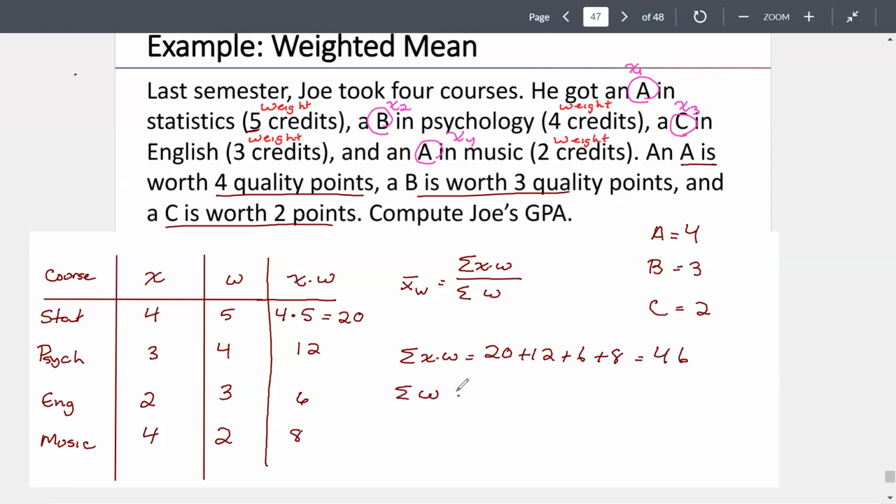You need a summation of those weights. And those weights were the 5, the 4, the 3, and the 2. So that is 5, 6, 7, 8, 9, 10, 11, 12, 13, 14. When I calculate my grade point average, it's going to be that 46 divided by that 14. Let me find that again really quick because I accidentally covered it. That will be a 3.29.